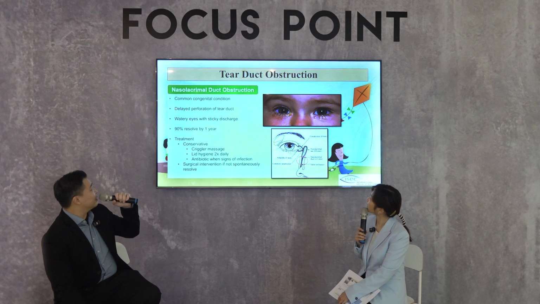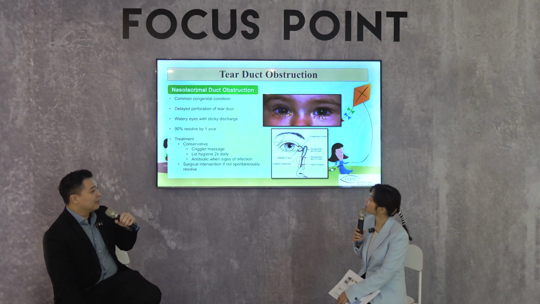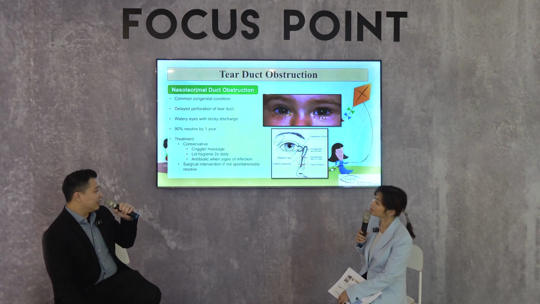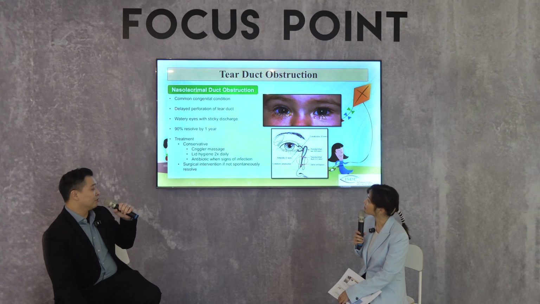So the third part of this will be on nasolacrimal duct obstruction, or it's known as tear duct obstruction. Actually it's a very common condition, normally seen especially in the preterm, whereby there's a delayed canalization of the tear duct. So the child will normally present with watery, yellowish, sticky eyes, but the eyes are white, because there's no infection. But don't worry, 90% of the time it resolves by 1 year.